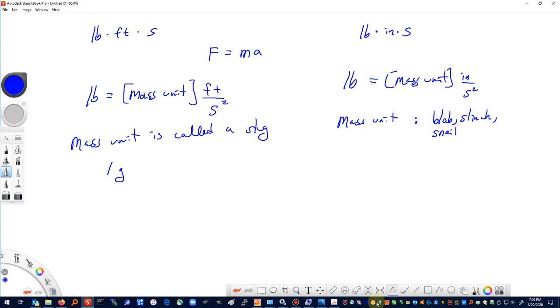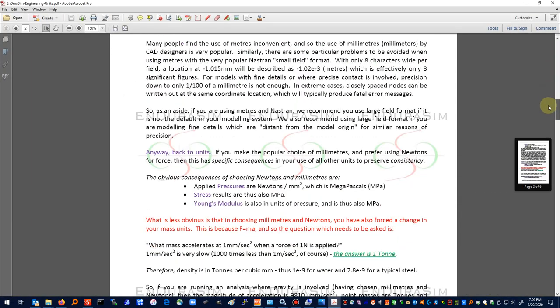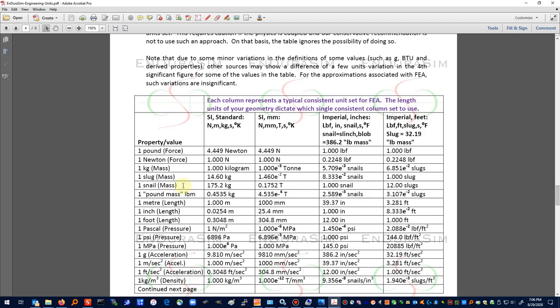And again, what I'm going to do is call up our Endurosim table, because it's done all the work for us, and that'll keep me from making mistakes. So one slug of mass, but it's also 8.33 times 10 to the minus 2 snails.